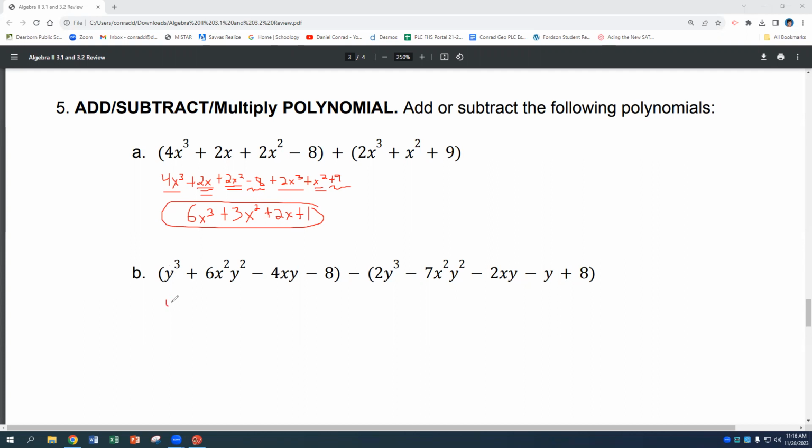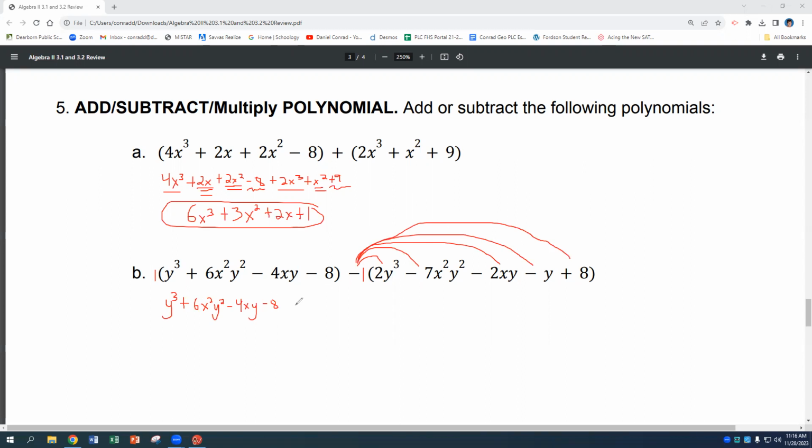Okay, the next one, we are subtracting the polynomial. So the first one's going to stay the same, right? You can think of it as a positive 1 out front. We distribute. So it's going to be y to the third plus 6x squared y squared minus 4xy minus 8. But then for the other one, we have to distribute this negative 1 to every single term, which means we need to switch the sign for every single term.